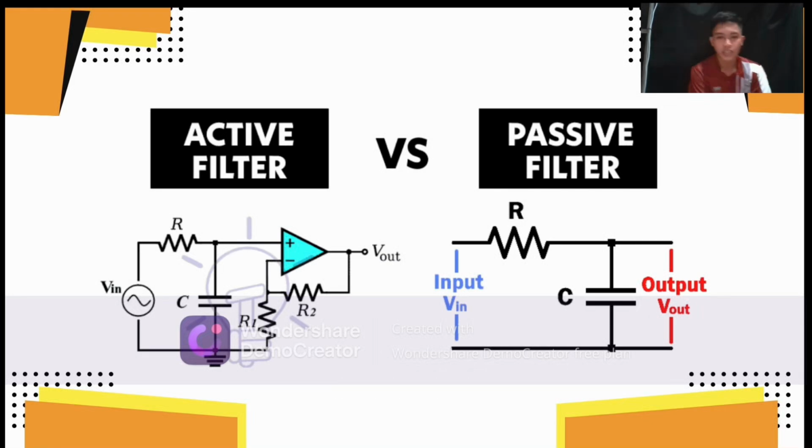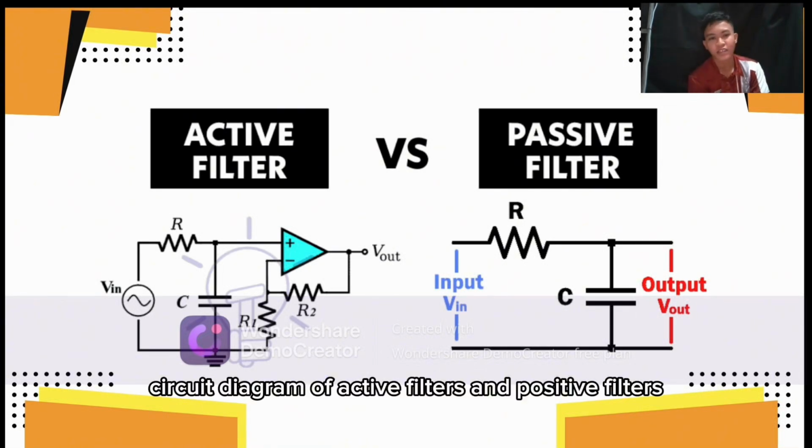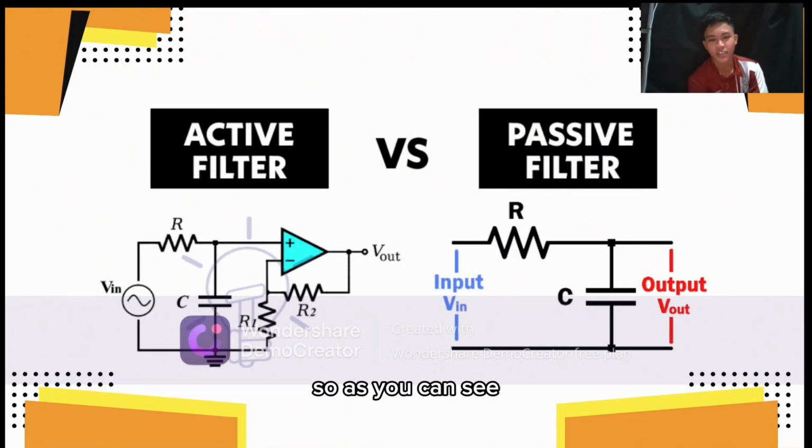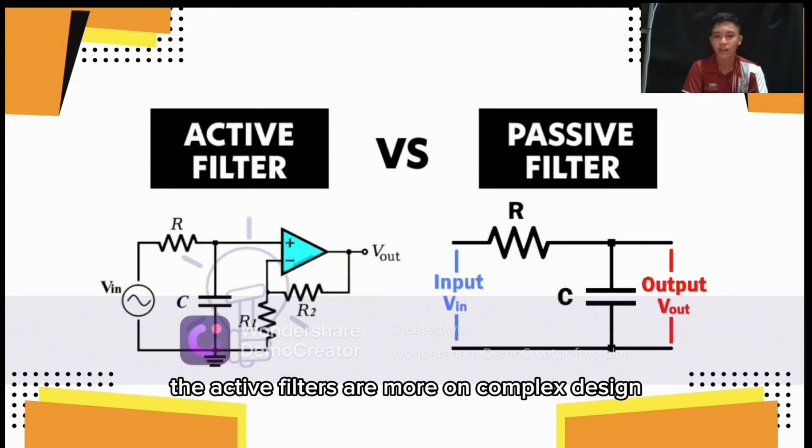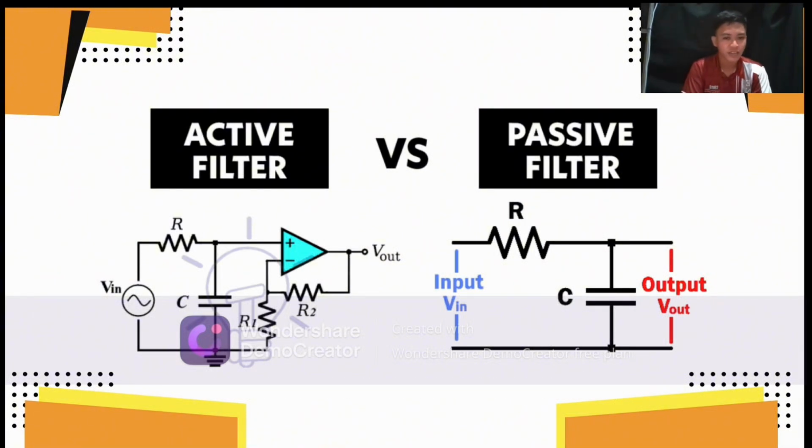So here is the circuit diagram of active filters and passive filters. As you can see, the active filters have a more complex design than the passive filters, which are quite simple. So for me, passive filter is much better than active filters because of its simple design.